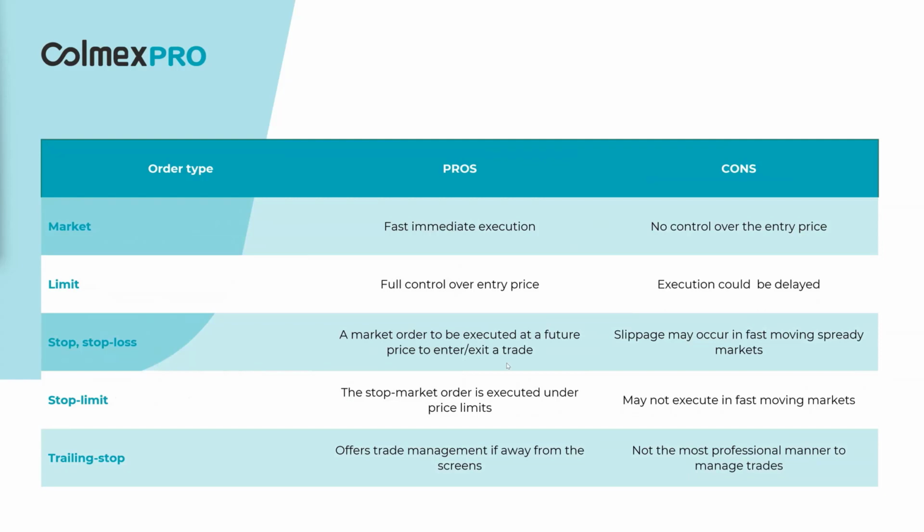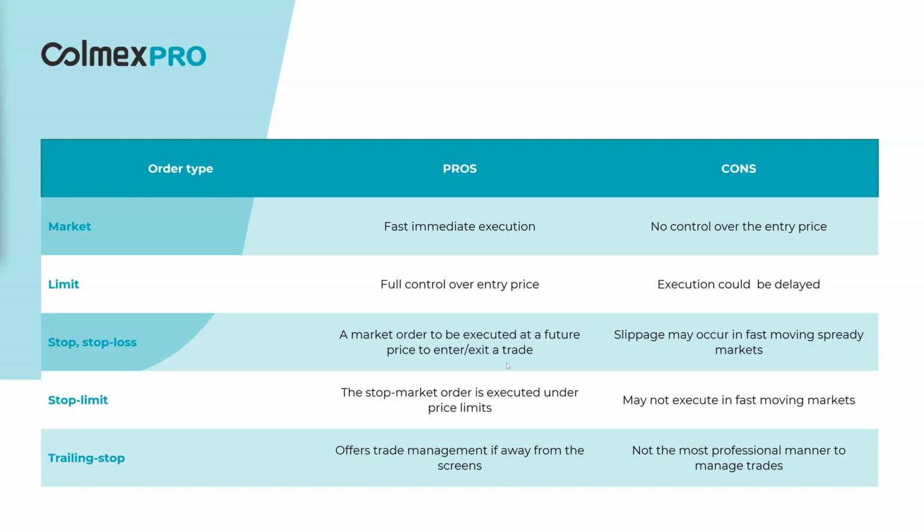Then we have stop or stop loss orders. These are market orders to be executed at a future price that traders use to enter or exit a trade. The downside of this is that slippage may occur in fast-moving or even spready markets. Another order is a combination order, which is a stop limit order. This is a stop market order and that is executed under price limits. And the downside is it may not execute in fast-moving markets because of those specified limits.